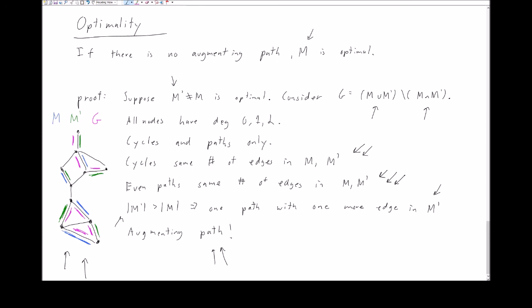Here we have an example of the augmenting path we found inside of G. This now proves the claim. If we have some matching M, and it has no augmenting path, then it has to be optimal. If it wasn't the case that M was optimal, then there would be some other optimal matching, and by contradiction, this other matching implies that there's an augmenting path, but we assumed that there was no augmenting path, so the contradiction is complete.